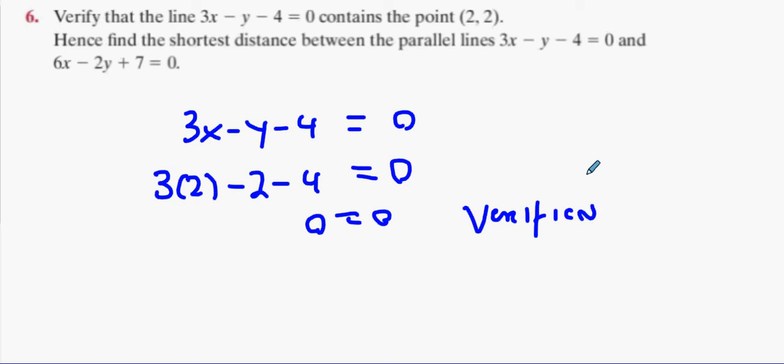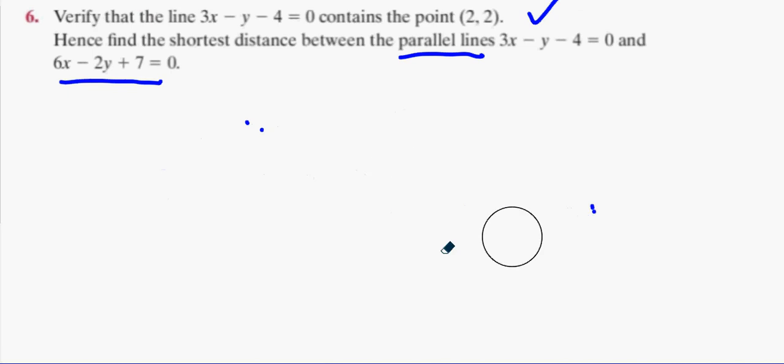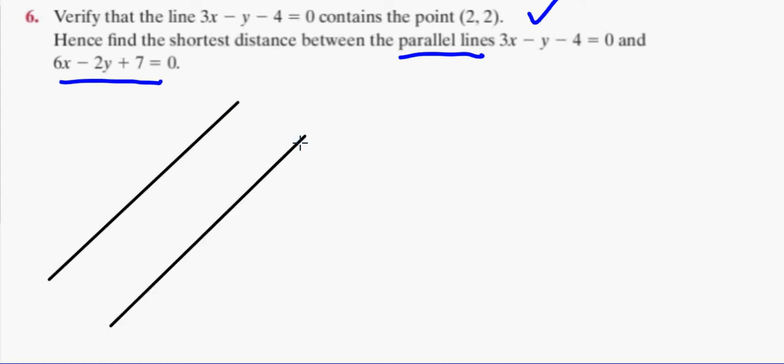Plug the point into the line. If it satisfies the equation, it's on the line. Everybody cool with that? Now that's part 1 done. Hence, find the shortest distance between the parallel lines, this one and this one. If they're parallel lines, what does that mean? The distance in between them is always going to be the same.